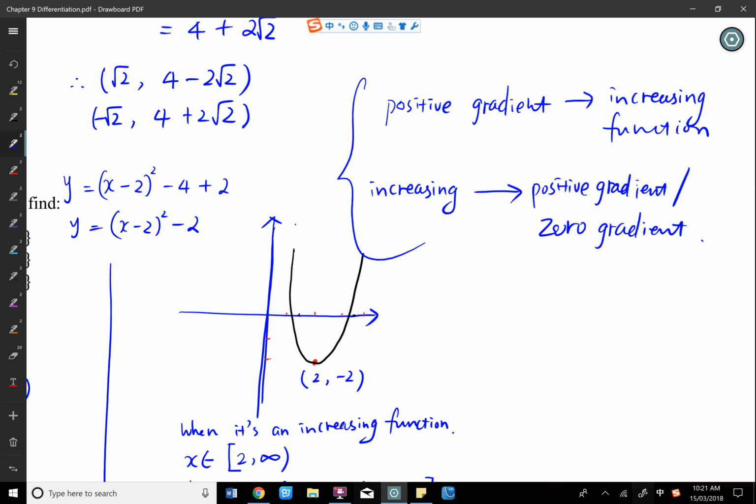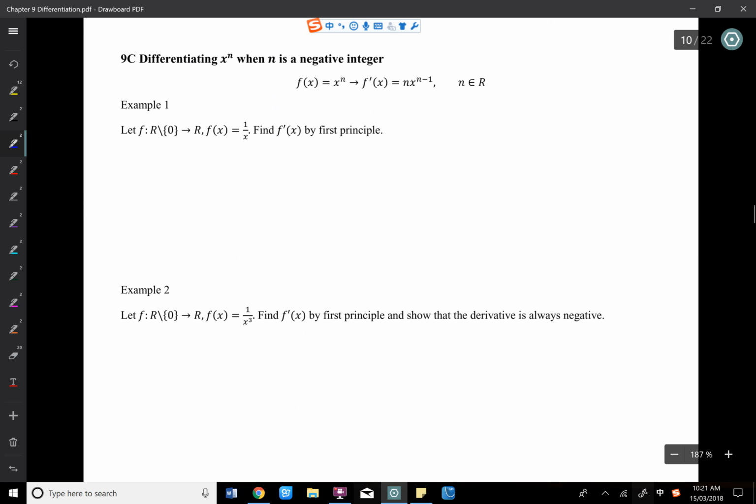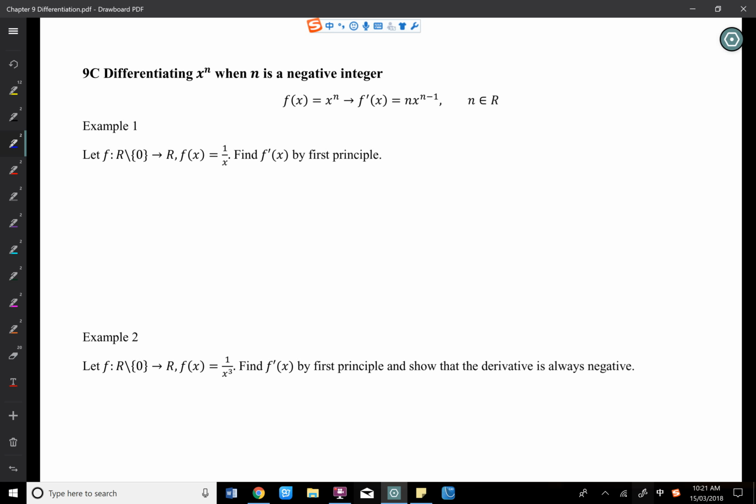Okay, moving on to the next page. Well, the first two questions just ask you to do first principles. You have fun by yourself. I'm not going to go through that.